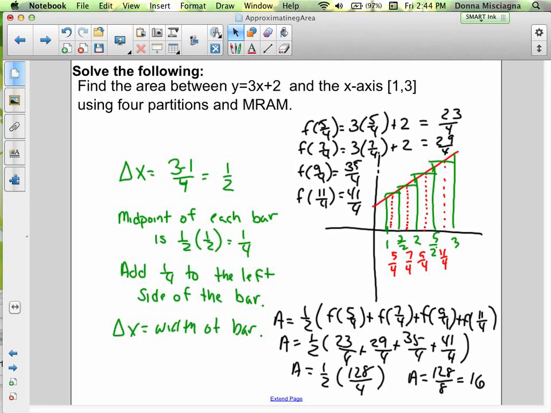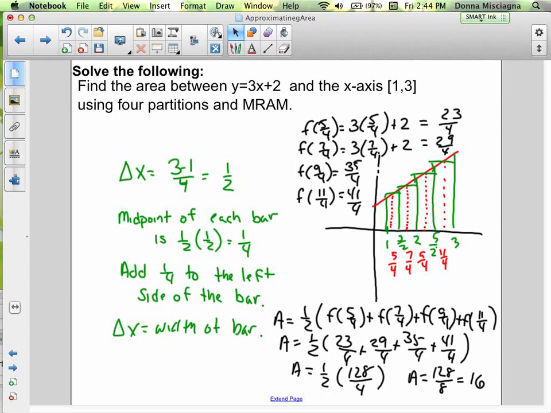And then we add up all of those values: f of 5/4 plus f of 7/4 plus f of 9/4 plus f of 11/4. We add those up and multiply by a half. So that gives us 1/2 times 128/4, which is 128/8, or 16. 16 is the area. What a nice, pretty number. Actually, we'll learn another way to calculate the area in a later lesson, and we'll see how accurate that approximation was. So this one I had all written up for you.